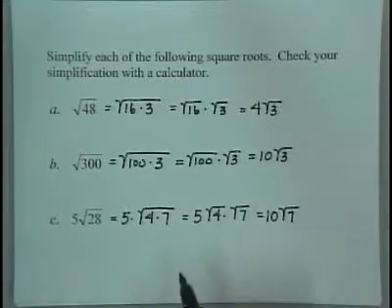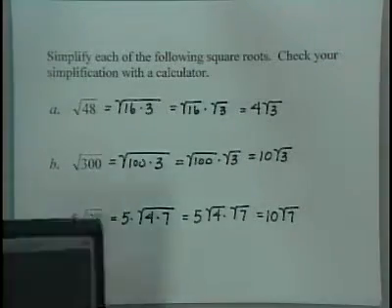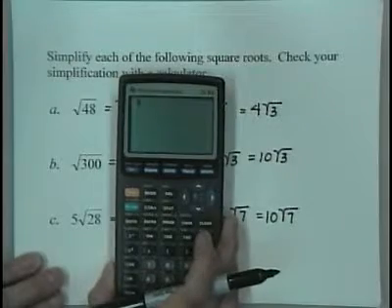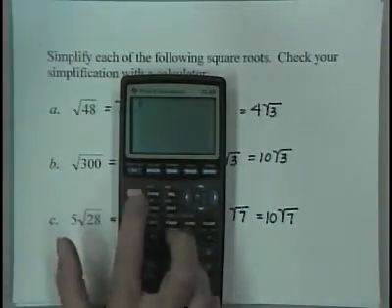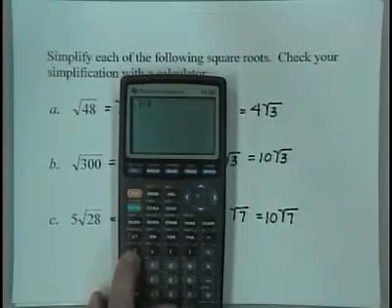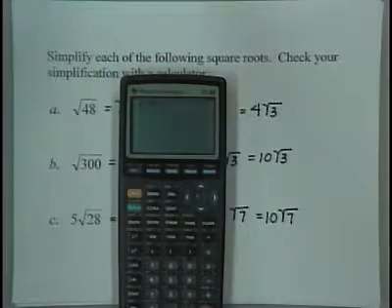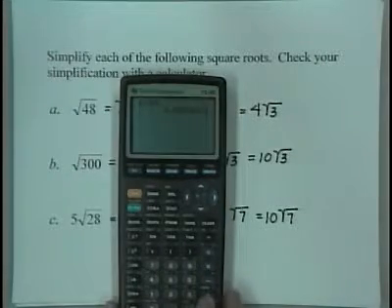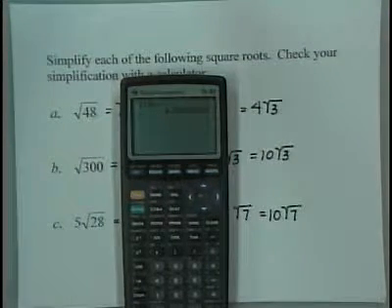Now I want to check all 3 of these on a calculator. What I'm going to do to check, let me check the first one, is enter on my calculator the square root of 48 and simplify. The square root symbol is down the left column, so I choose the square root, then enter the number 48, close parentheses, and enter to get a decimal. The decimal is 6.9282 and so forth.